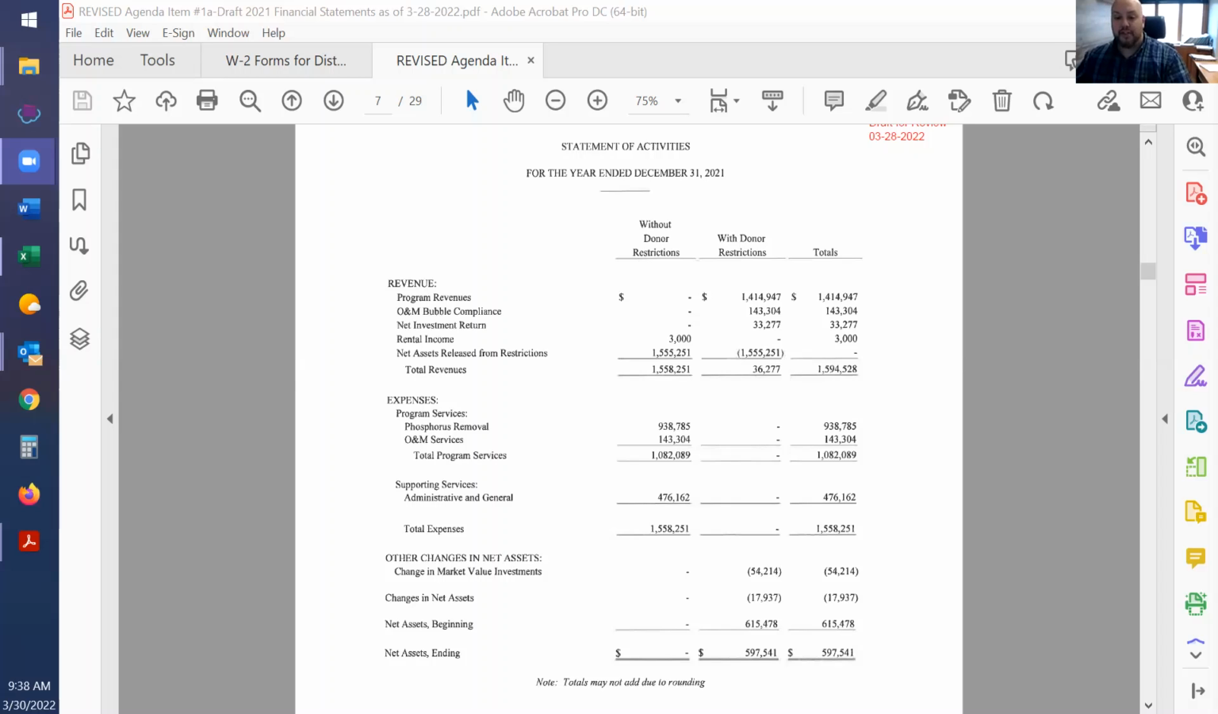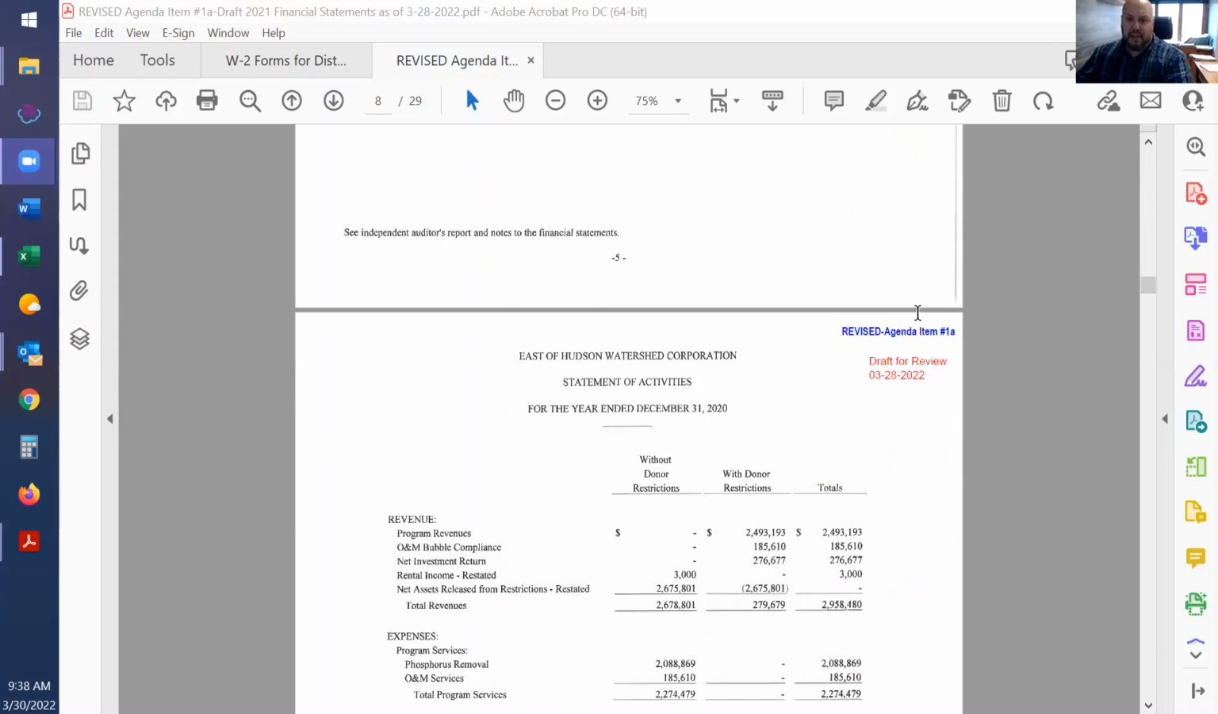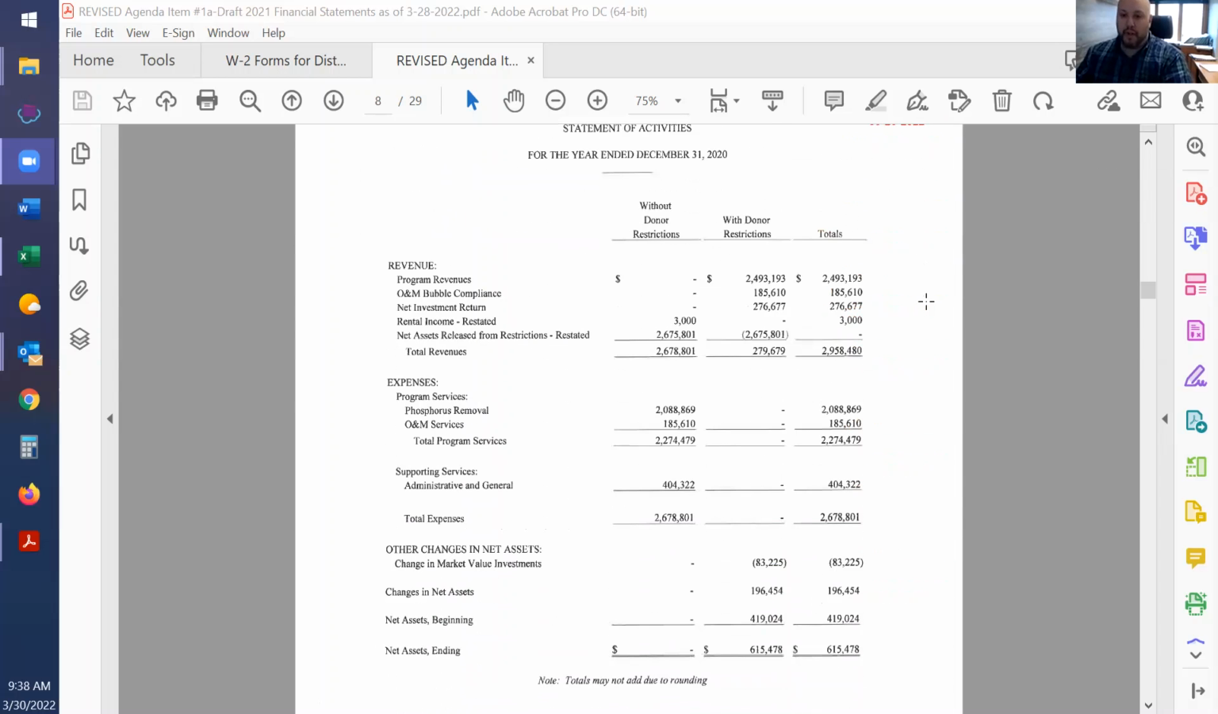Going forward to page 6. Page 6 is basically the same report, but for 2020. It reflects the same type of information, just because it's a comparative financial statement. Those are in there from last year. Moving forward to page 7.